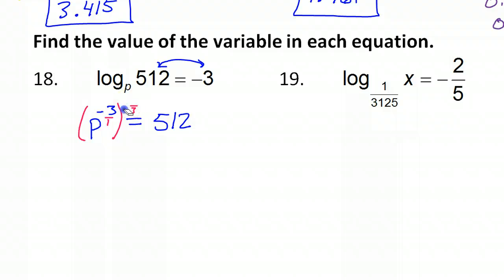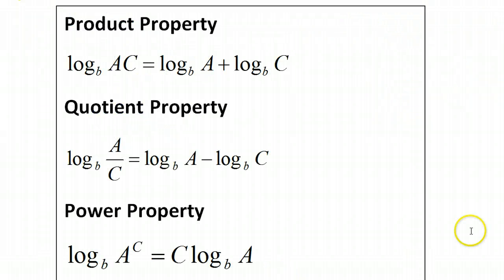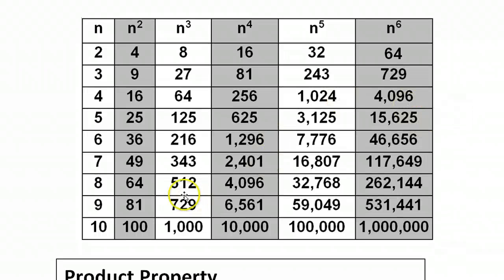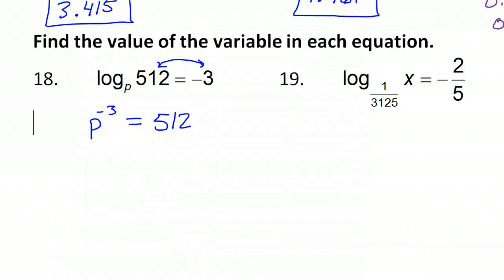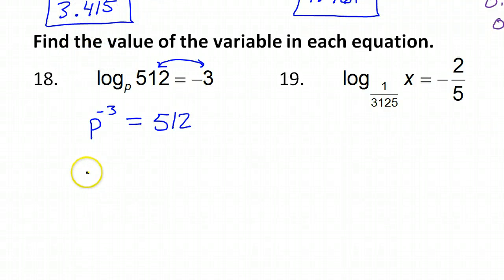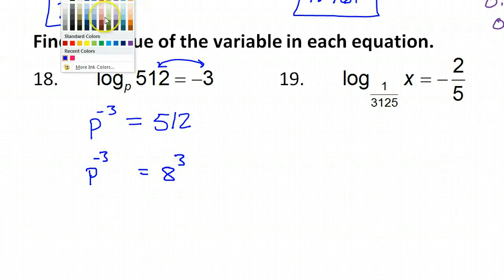But you know what, before I do that, let's go ahead and convert this 512 over. 512, I bet that's on the chart somewhere. Alright, there it is. 8 to the third power is 512. So this is the same thing as having p to the negative 3 power is equal to 8 to the third power.